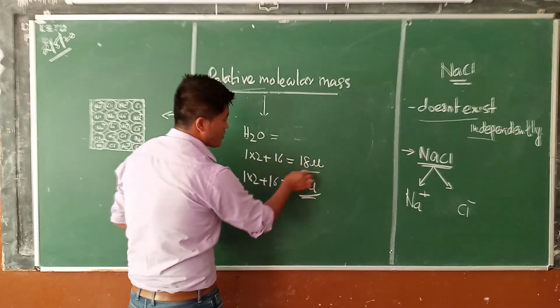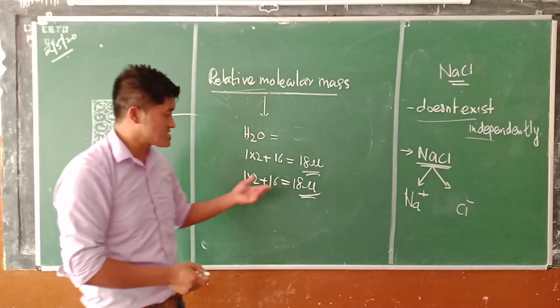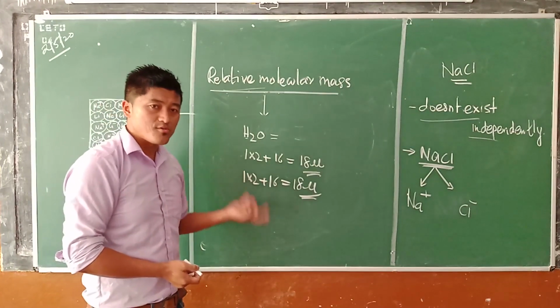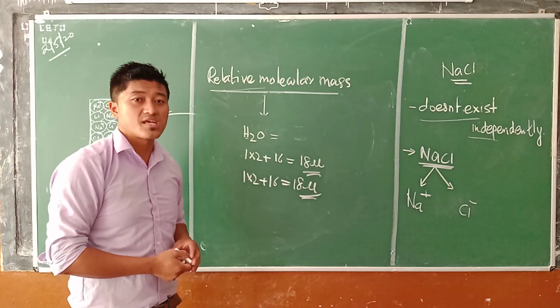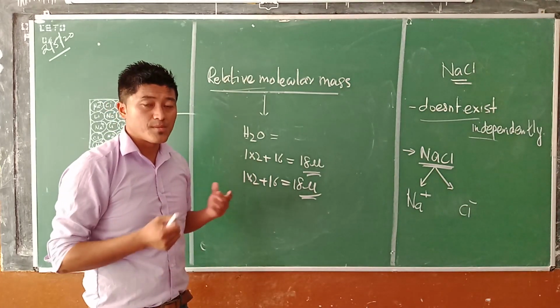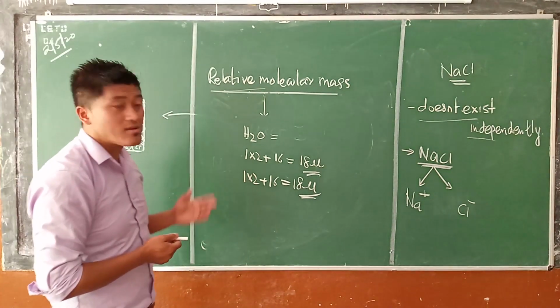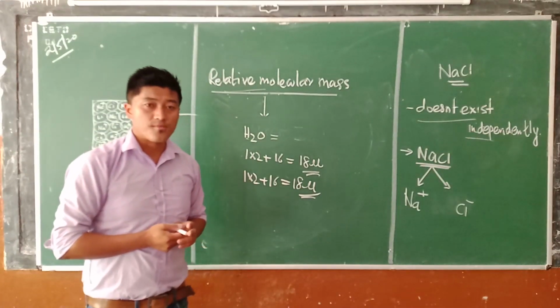So you might feel that both of them are getting the same value. No, this is not the same. Formula unit mass is normally used for those compounds which don't exist independently, and they are made up of ionic compounds. Is that clear? So this is the primary concept behind the relative molecular mass and the formula unit mass.